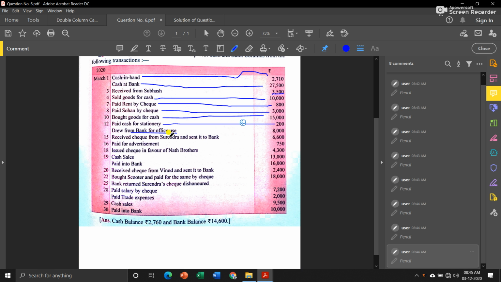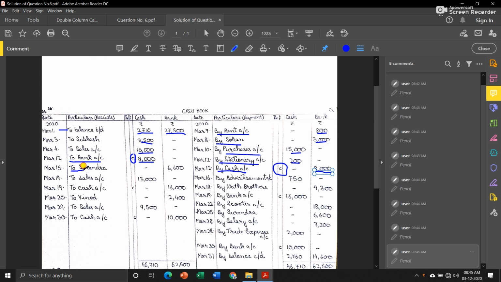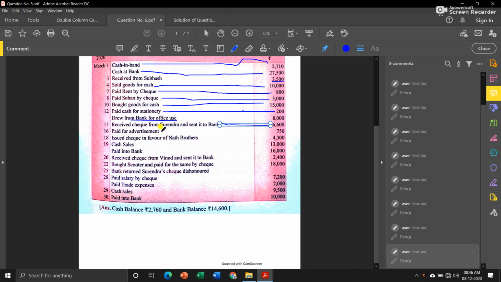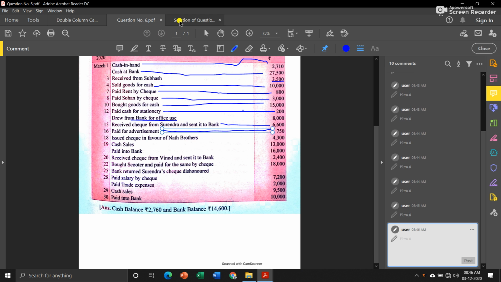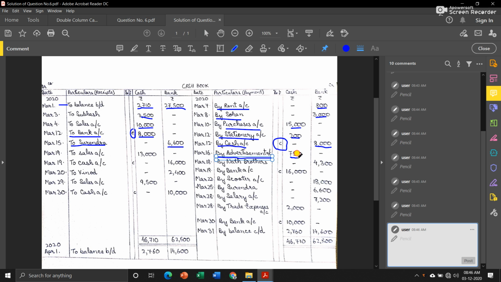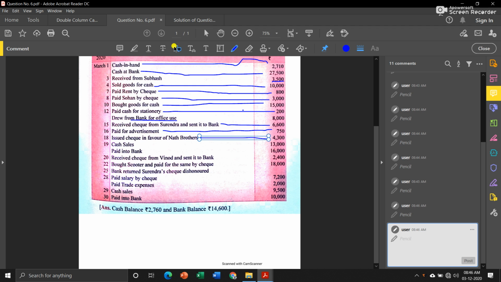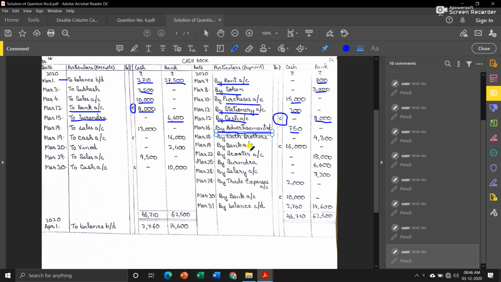The next is received check from Surendra and sent it to bank, meaning on the same date we deposited that check into the bank, so our bank will be receiving money. So we wrote "To Surendra" in the bank column 6,600. Then next is paid for advertisement rupees 750. That means we made payment by cash, so we will write "By advertisement account" in the cash column 750. The next is issued check in favor of Nath Brothers, meaning we issued a check to Nath Brothers of rupees 4,300, so we will record it on the payment side "By Nath Brothers" rupees 4,300 in the cash column.